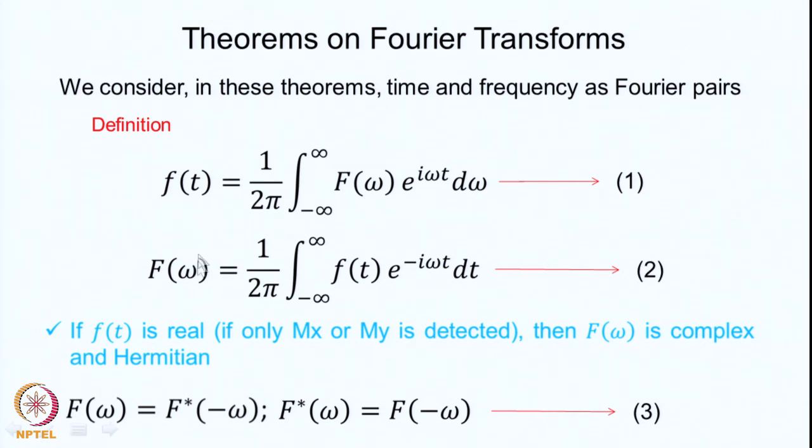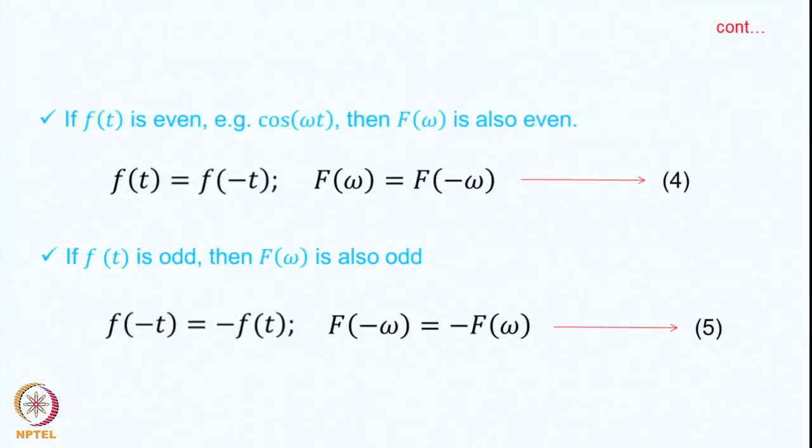Now, what are the properties of these functions? These will follow from these definitions. Without going into the actual detailed calculations here, we can list some of these properties. If f of t is even, that is, if the function is cosine omega t, cosine omega t is an even function. What does that mean? If you change t to minus t, it still has the same value, cosine omega t, then f of omega is also even.